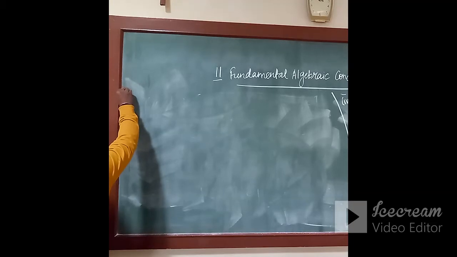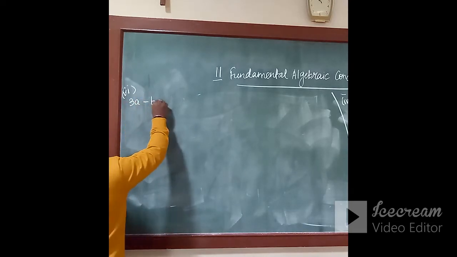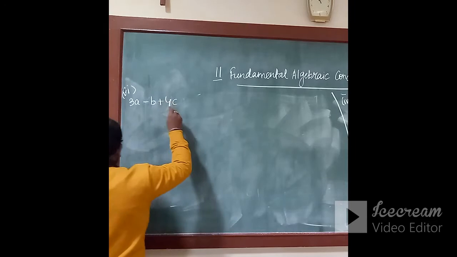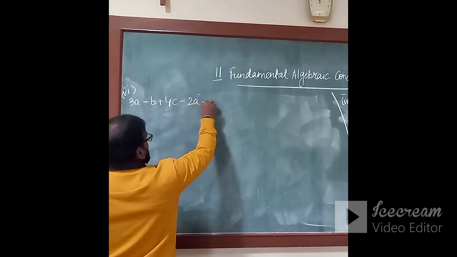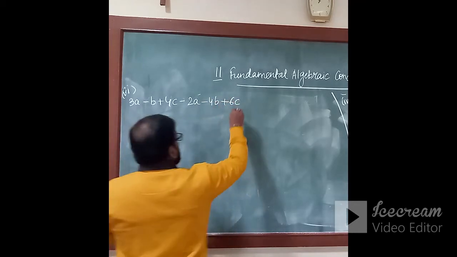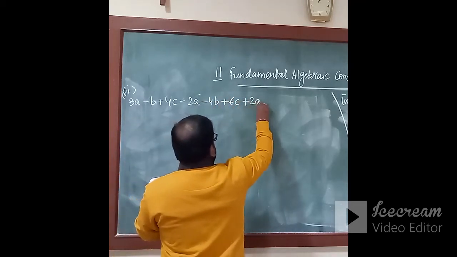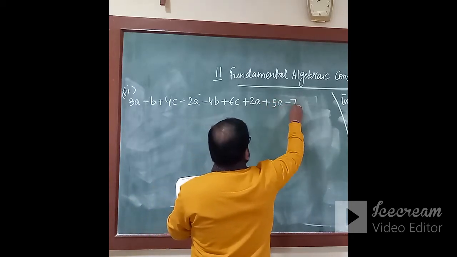Okay, so let's see one more question then. Sixth one. So it is 3a minus b plus 4c minus one more bar is there plus 6c plus 2a plus 5a minus 7c.